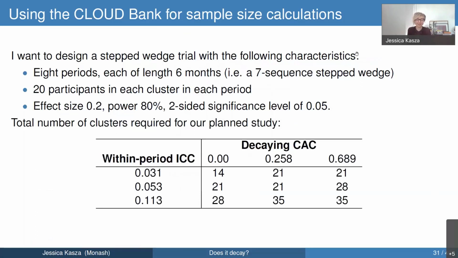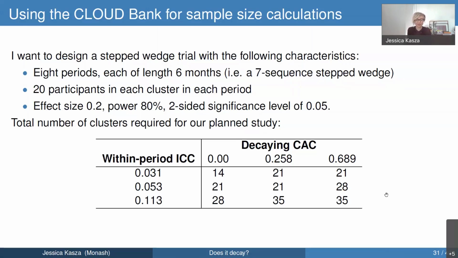So just reminding you what our study looks like up the top here. And for each combination of within period intracluster correlation and decaying cluster autocorrelation, we come up with the total number of clusters we require here. So we've got a 7-sequence stepped wedge design. We're assuming that we've got equal numbers of clusters assigned to each of these 7 sequences. So all of these total numbers of clusters are multiples of 7 here. And you can see that we get a fair range of required numbers of clusters from 14 down here for these low values, up to 35, or 5 clusters per sequence, for these larger values of the decay, these cluster autocorrelation and within period ICC.